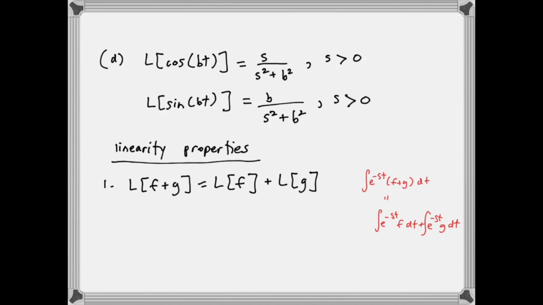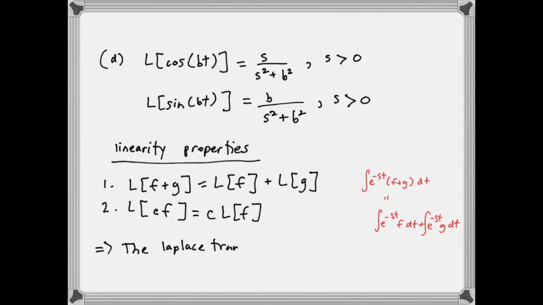It is also true that if you take the Laplace transform of any constant times a function, the constant pulls out. Why? Because constants pull out of integrals. So what do these two facts tell us? It tells us that the Laplace transform is a linear transformation.